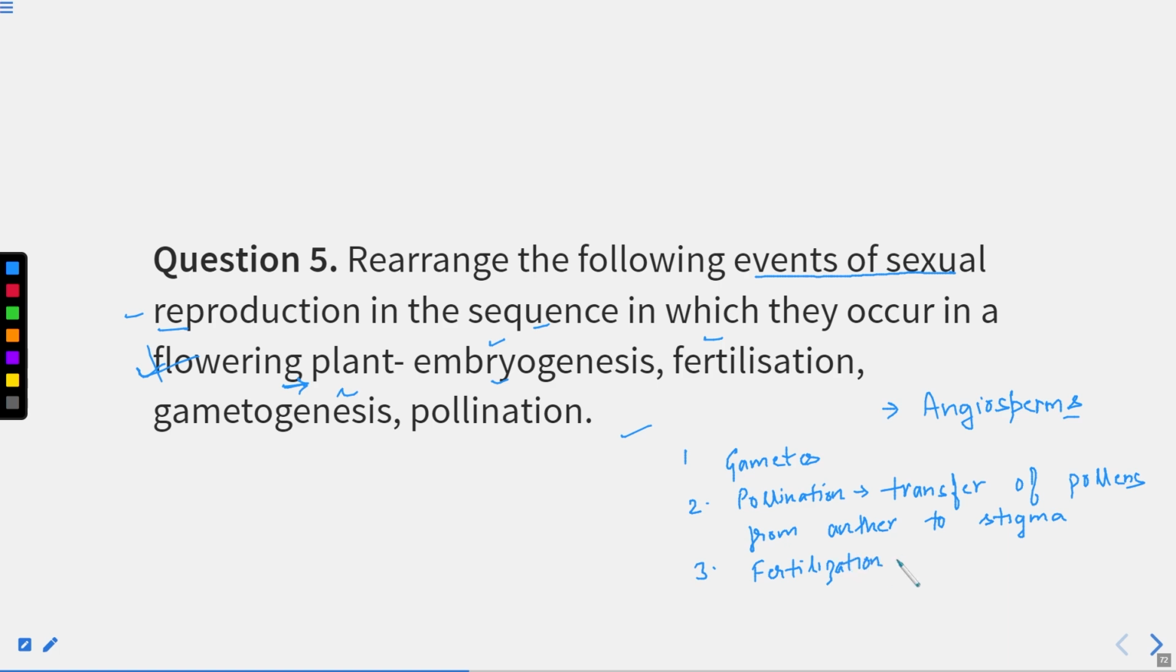Fertilization will take place. And what is fertilization? Fertilization is the union or the fusion of the gametes. So after pollination, fertilization will take place. The male and female gamete will fuse together. And after their fusion, what will happen? A zygote will form, and the zygote will divide to produce the embryo. So fourth will be embryogenesis. All right, this is clear.